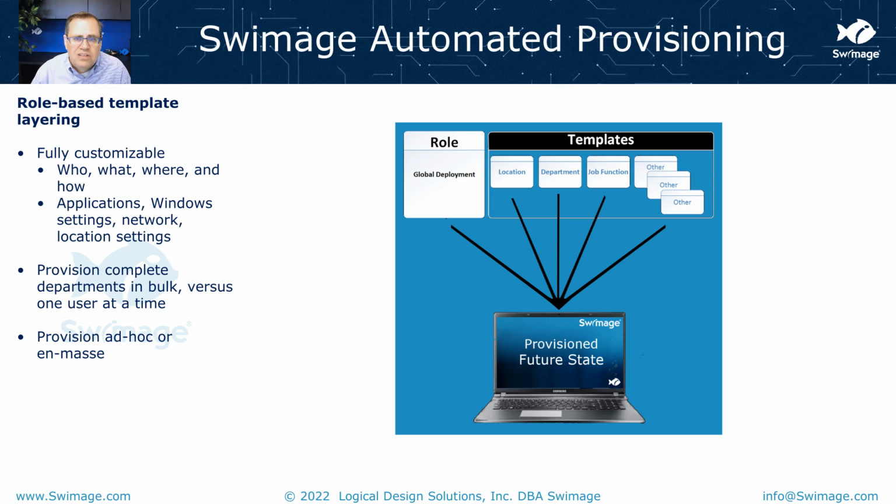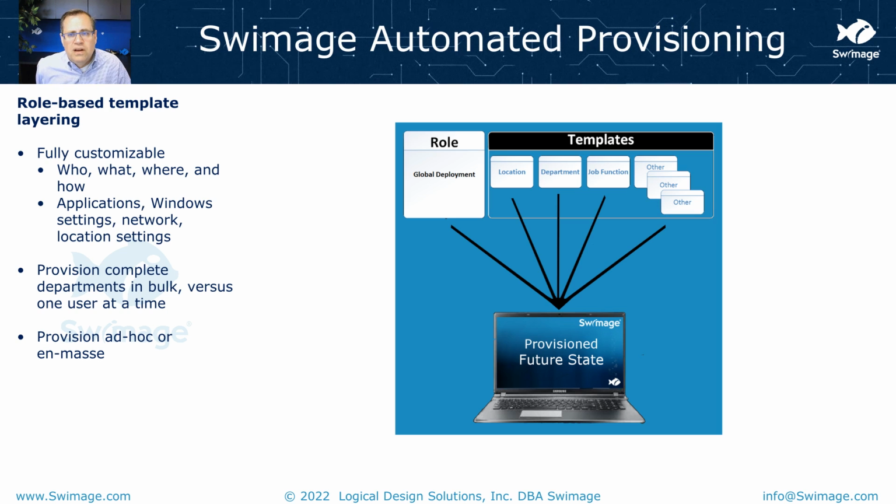Okay. Then you start layering on additional templates. Well, I have the generic one, but then I want to layer on a template for location. The location may do things like change the language, add a couple of applications, change some configuration here and there. So you can change based on a type of template. You can layer on a departmental template, which will give you additional functionality, or a job function. And then you can layer on as many templates as you want.